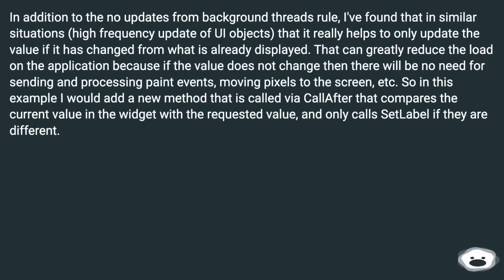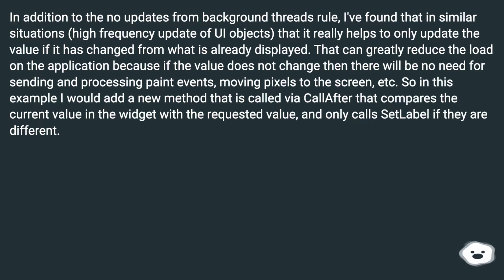In addition to the no updates from background threads rule, I've found that in similar situations, with high-frequency update of UI objects, it really helps to only update the value if it has changed from what is already displayed. That can greatly reduce the load on the application, because if the value does not change then there will be no need for sending and processing paint events, moving pixels to the screen, etc.